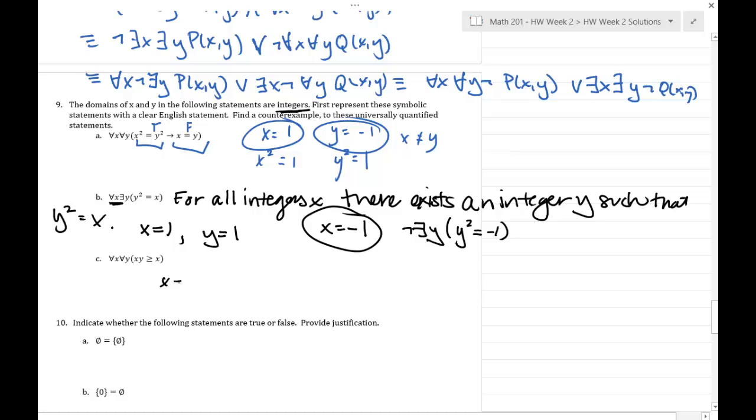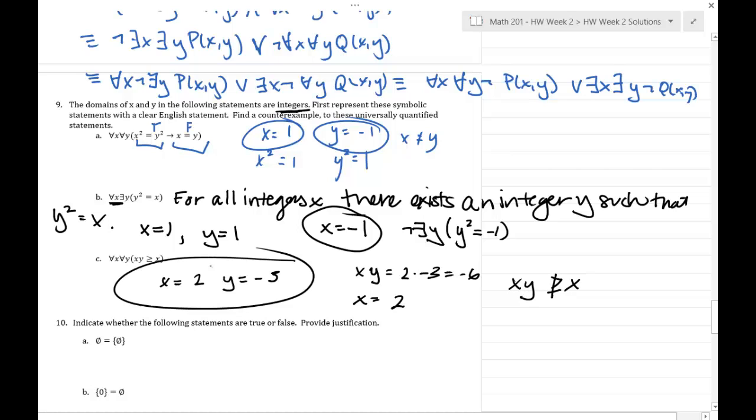If x is, let's say, 2, but y is -3, then x times y is equal to 2 times -3. That's -6, but x is 2. So 2 is definitely not less than or equal to -6. So in this case, xy is not greater than or equal to x. It's less than. So this x and this y are a counterexample to the statement, showing it's not true.